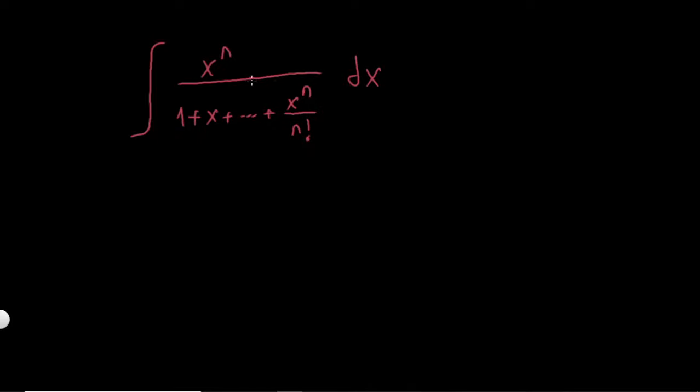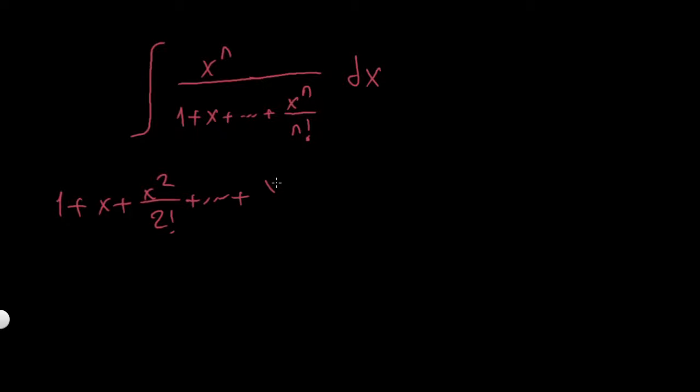So I can call this expression, this denominator part, 1 over 1 plus x plus x squared over 2 factorial plus up to x to the n over n factorial. So let's call this thing a function. Let's say this is f of n and x, so it depends on n and also x.